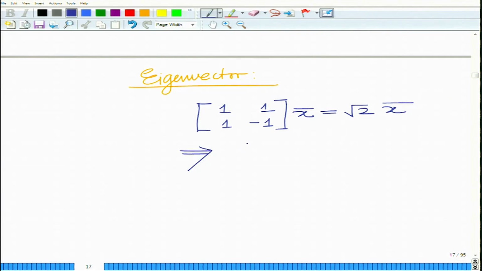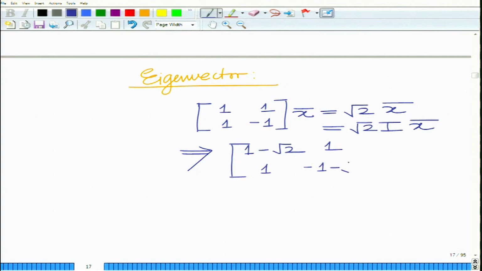Now, you can insert an identity times x bar, and bring this to the left. So, this will become A minus square root of 2 times identity, which is [1 minus square root of 2, 1; 1, minus 1 minus square root of 2] into x bar.